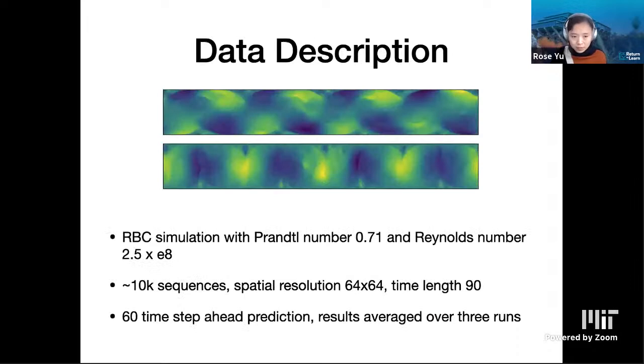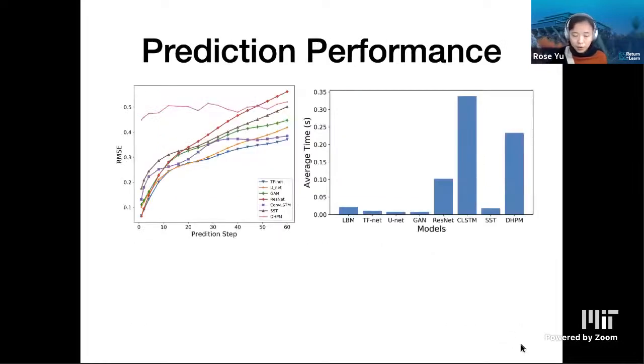So we evaluate this model on a benchmark data set called Rayleigh-Bénard convection, and this is on 2D turbulence. The task here is to do forward prediction. So given the past 15 frames of the turbulence velocity field, we want to forecast 60 steps ahead into the future. And the resolution of this turbulence is 64 by 64. So here are the forecasting results as we forecast further into the future. And this shows the forecasting RMSE, root mean square error, with respect to the forecasting steps.